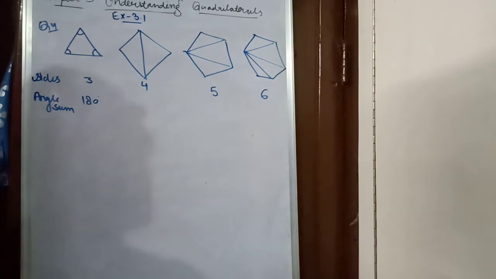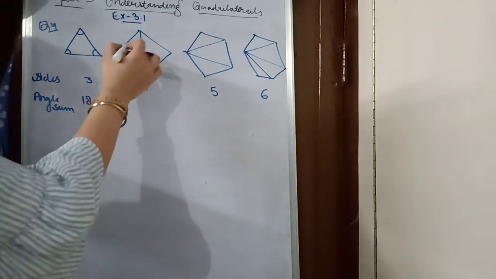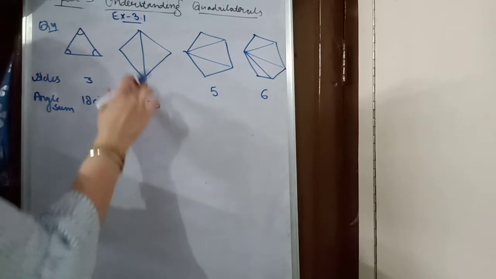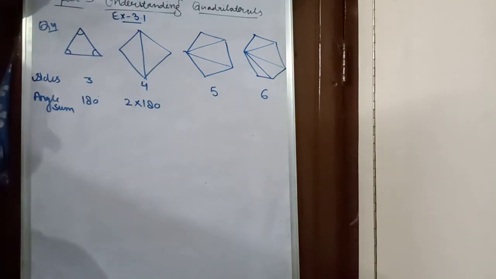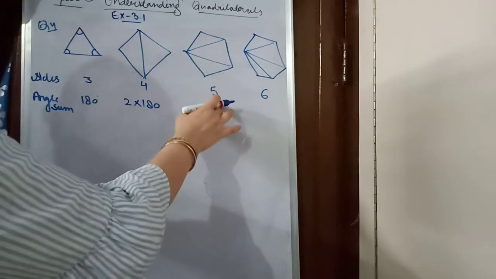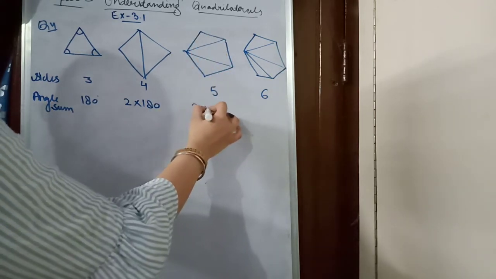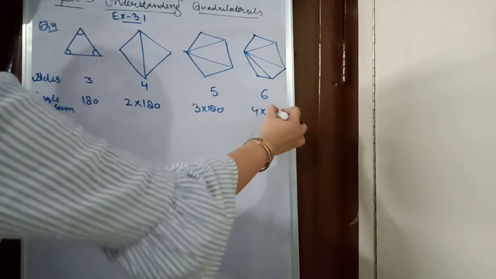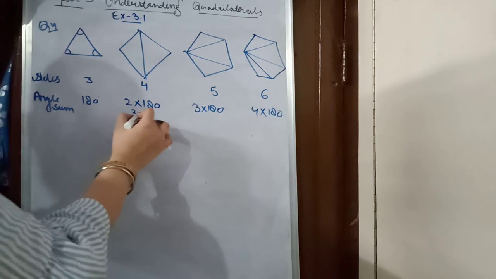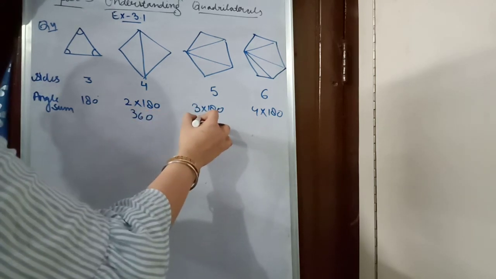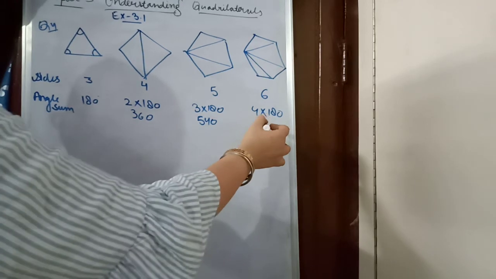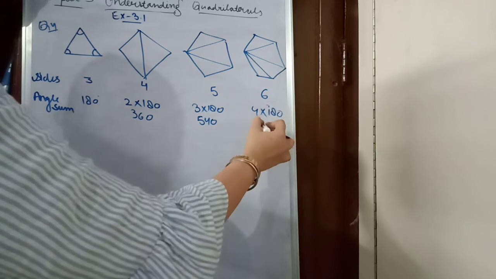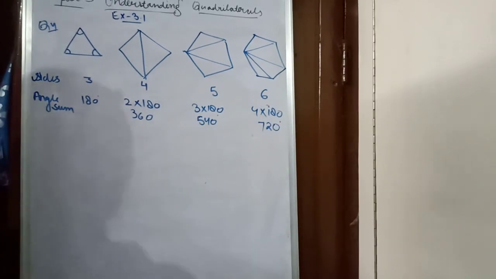Okay, now in a quadrilateral, how do we get the angle sum? 2 into 180. Why do we do 2 into 180? Because there are 2 triangles forming in one quadrilateral. Here, how many triangles are forming? The pentagon is this, with 1, 2, 3 triangles, so 3 into 180. Here, how many triangles? 1, 2, 3, 4, so 4 into 180. So 2 into 180 is 360, 3 into 180 is 540, and 4 into 180 is 720 degrees. This is the angle sum of all these figures.